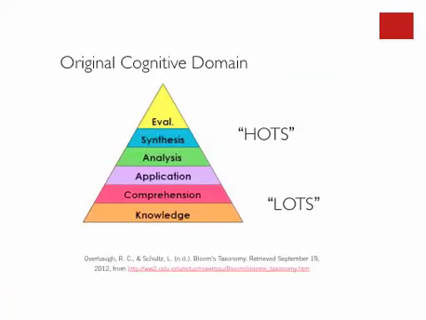The original cognitive domain is often portrayed as a pyramid. This is easily accessible on the internet. You've probably seen it. On the bottom are what's called LOTS, or lower order thinking skills, and up towards the top are higher order thinking skills, or HOTS. The theory is that we need lots of lower order thinking skills if we're going to get to the good stuff, the hot stuff, up there in the higher order thinking skill domains.